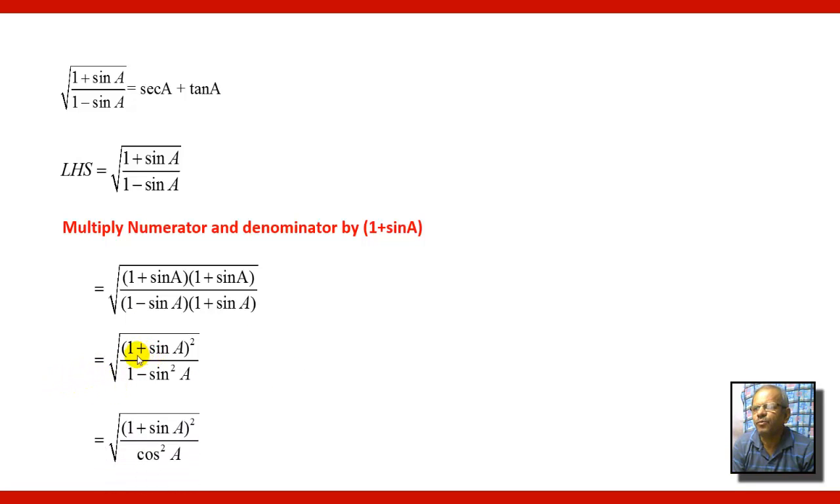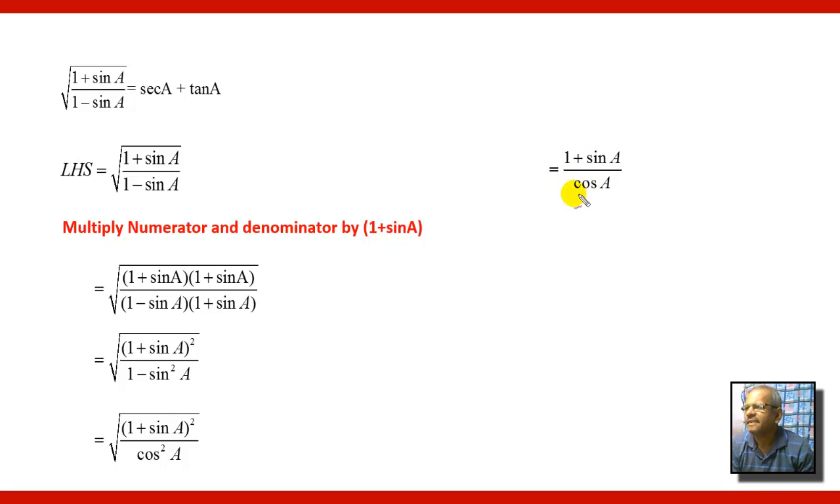Friends, which is equal to square root of bracket 1 plus sine A bracket square. Here this 1 minus sine square A is equal to cos square A. So replacing it by cos square A, you will get the denominator as cos square A. So you get square root of 1 plus sine A bracket square. Its square root will be 1 plus sine A, and square root of cos square A will be cos A, and so you get 1 plus sine A upon cos A.